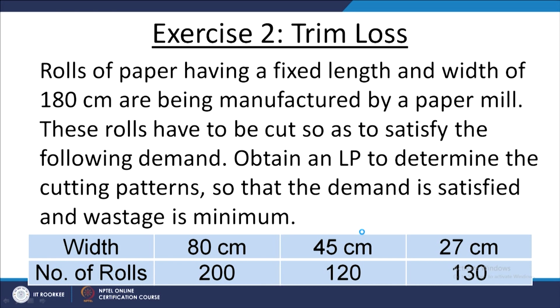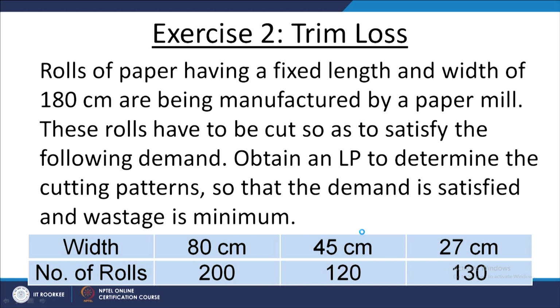The second exercise is about the trim loss. This is a very interesting application and it occurs in all kinds of industries, let us say the paper industry, the textile industry, the glass industry, the steel industry and so on. The problem says that rolls of paper having a fixed length and width of 180 centimeters are being manufactured by a paper mill. These rolls have to be cut so as to satisfy the following demand: obtain an LP to determine the cutting patterns so that the demand is satisfied and wastage is minimum.